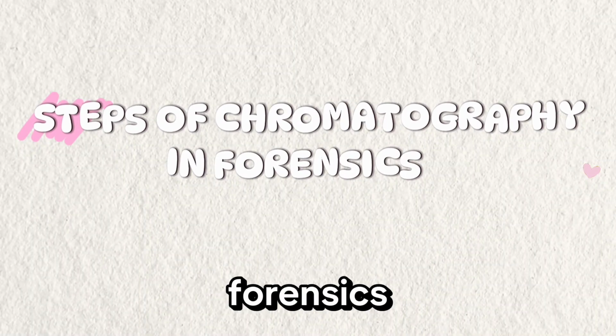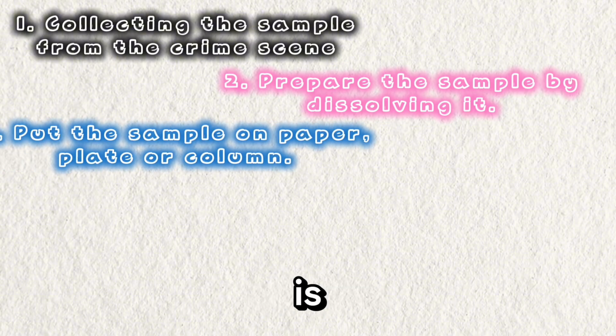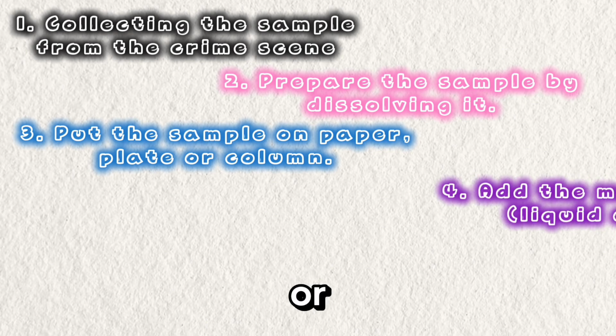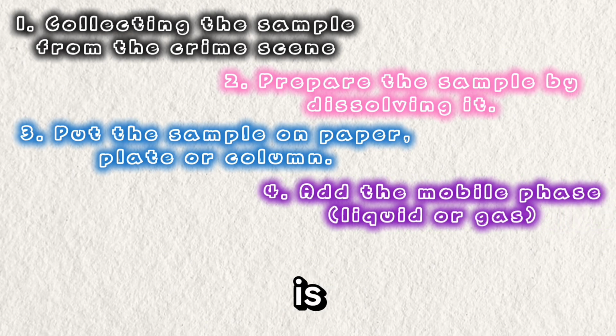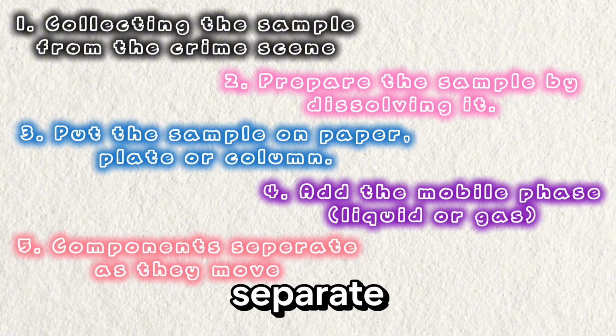In forensics, chromatography starts by collecting a sample from the crime scene. The sample is then prepared by dissolving it in a suitable solvent. After that, the sample is placed on a surface like paper, a plate, or inside a column. A liquid or gas called the mobile phase is added to move the sample. As it moves, the different parts of the sample separate.